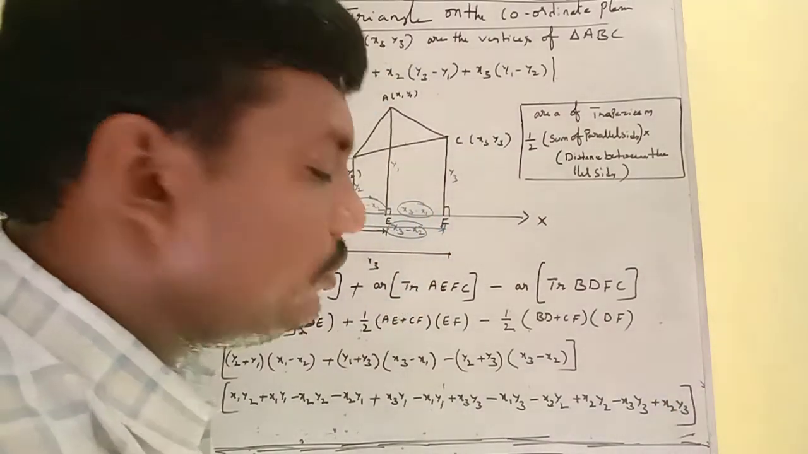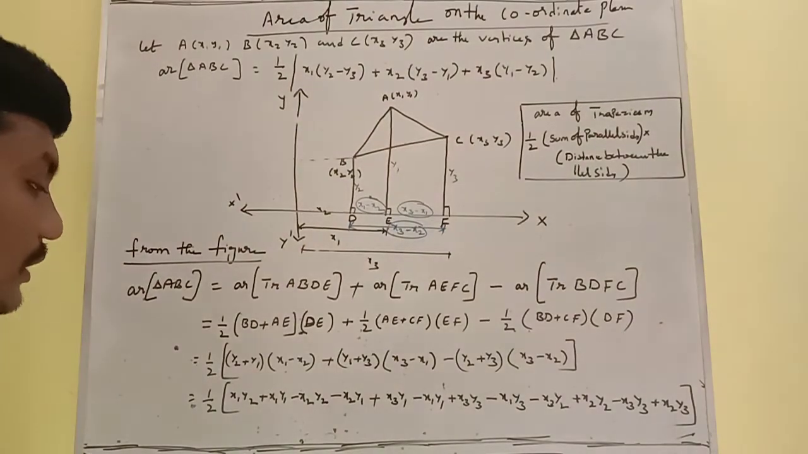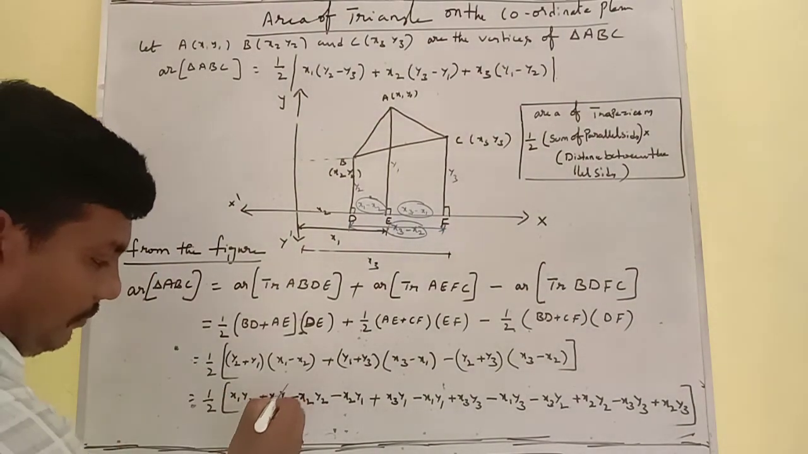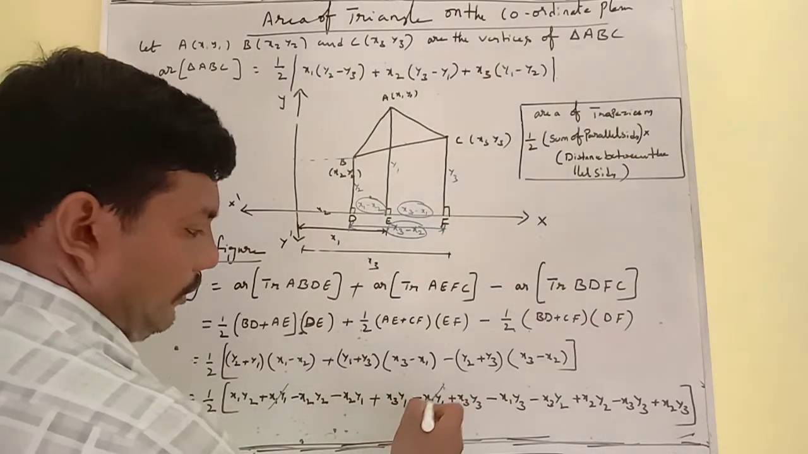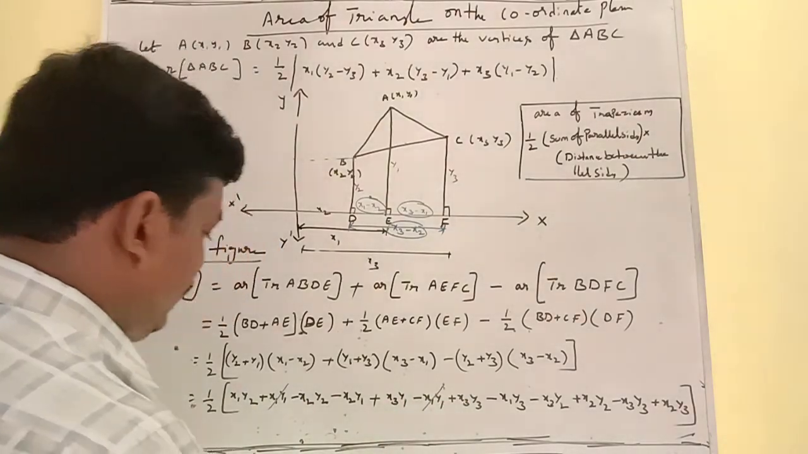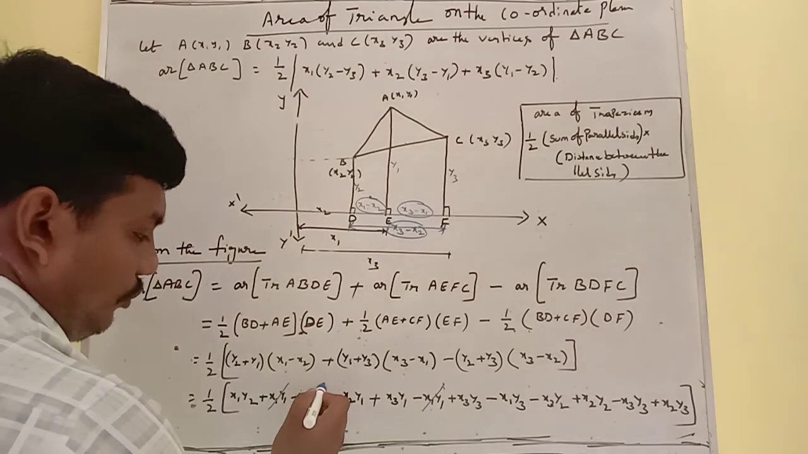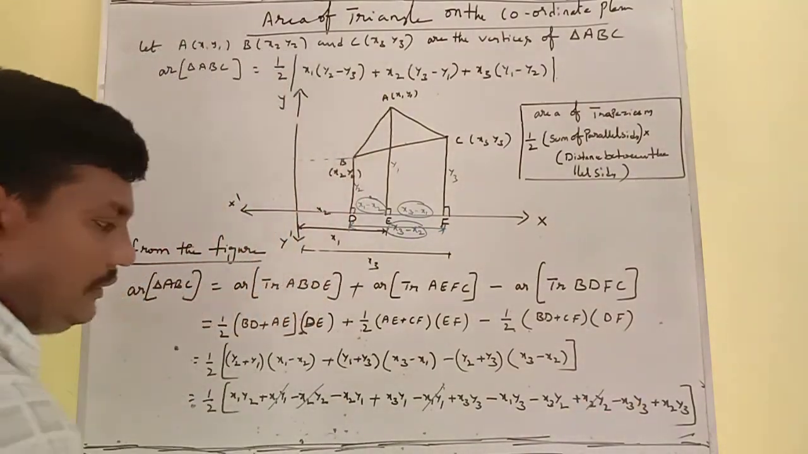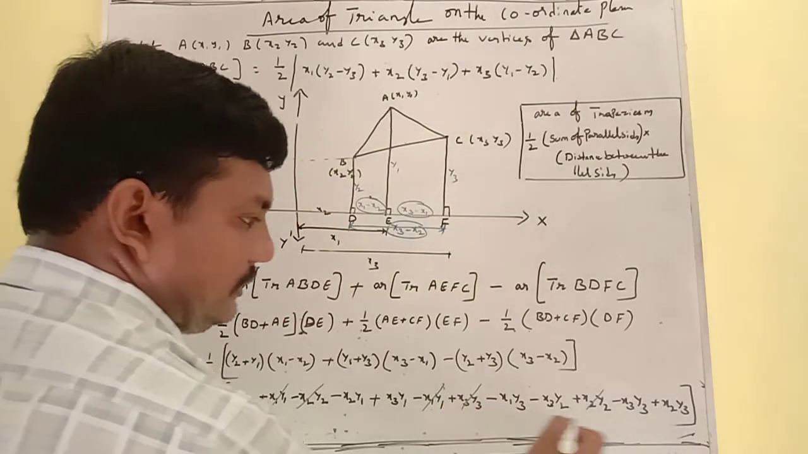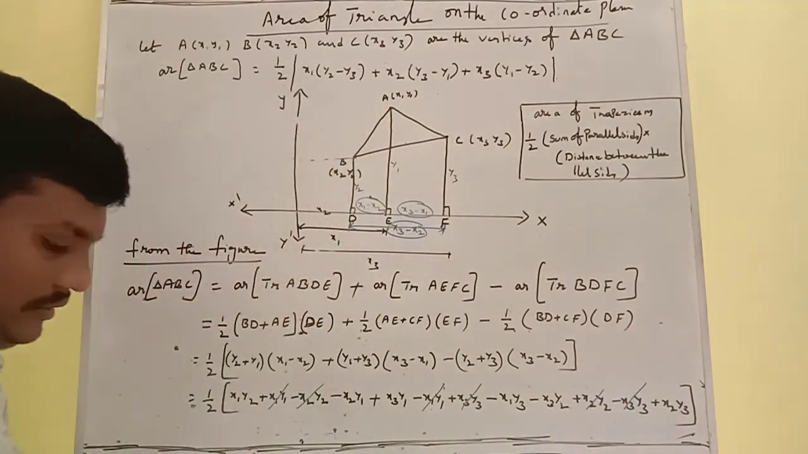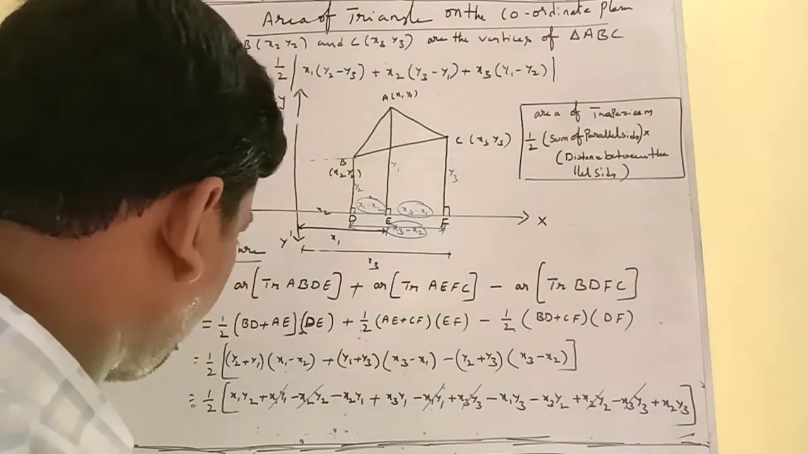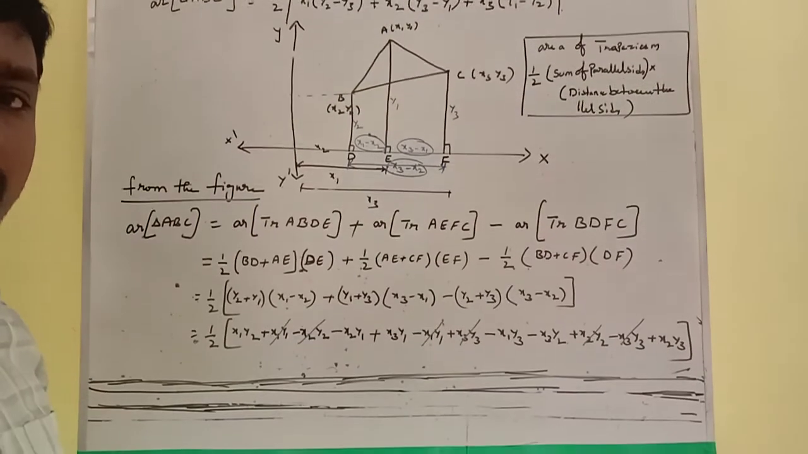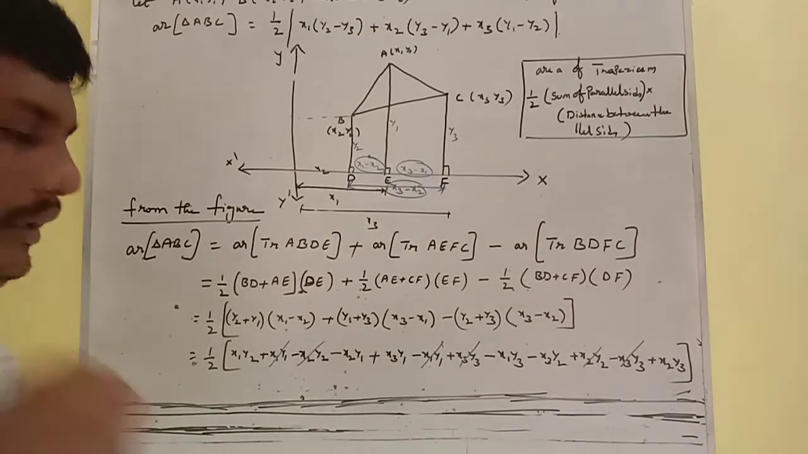Now we are going to remove the values. Which values? The same coefficients: x1 y1 plus and x1 y1 minus get cancelled. Next, x2 y2 minus and x2 y2 plus get cancelled. Next, x3 y3 plus and x3 y3 minus should be cancelled. The remaining terms I am going to write here.